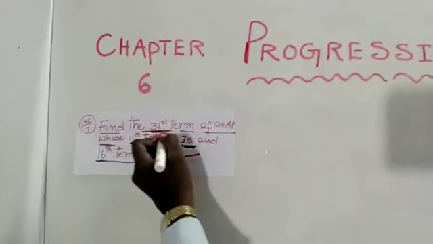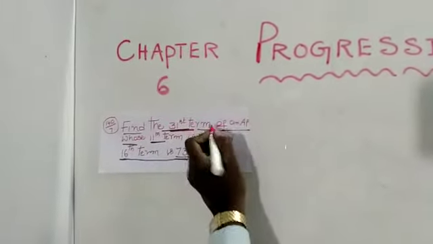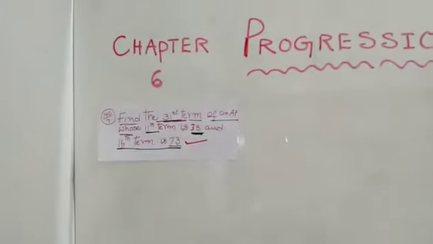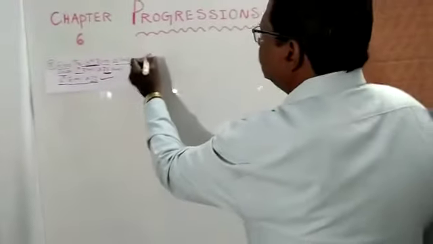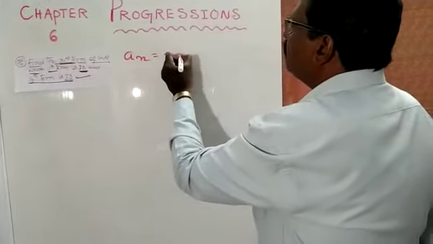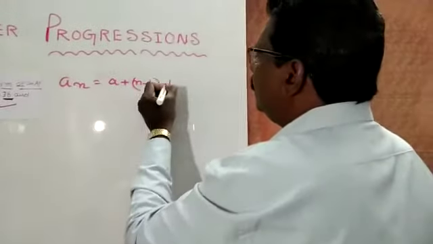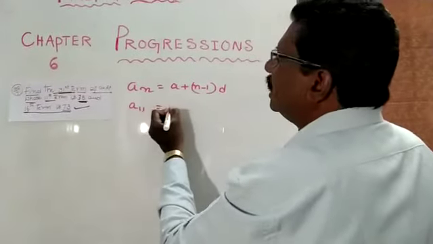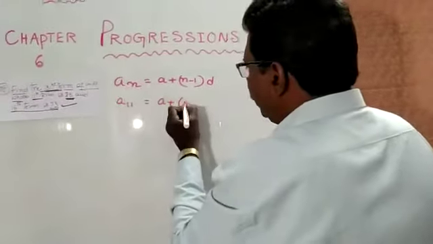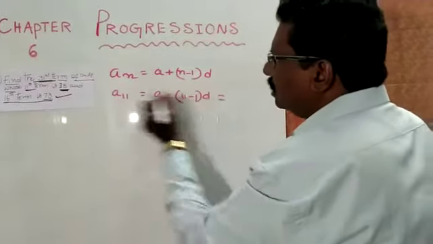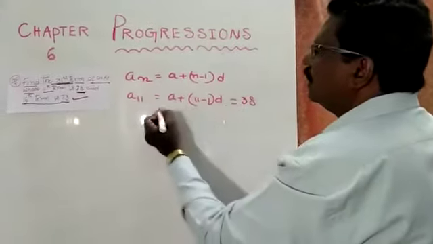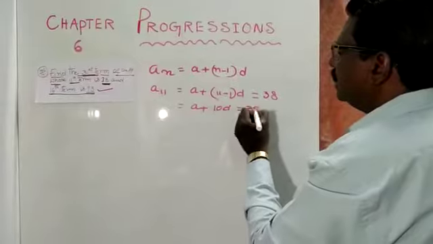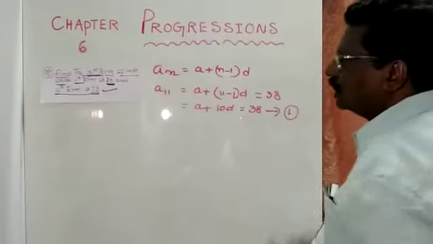So first you have to find the 31st term of an AP whose 11th term is 38 and 16th term is 73. Then you have to write the general formula: an is equal to a plus n minus 1 into d. Which term did he give? 11th term. So a11 is equal to a plus 11 minus 1 into d, equal to 38. That is a plus 10d equal to 38. Call this equation number 1.